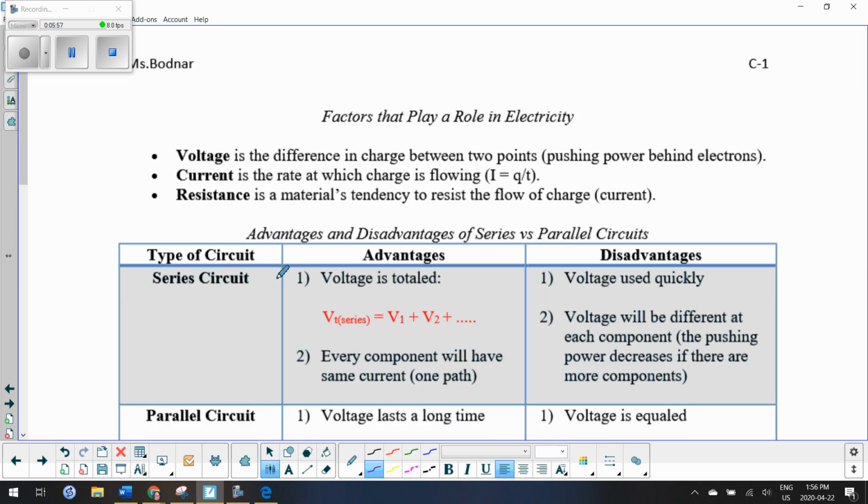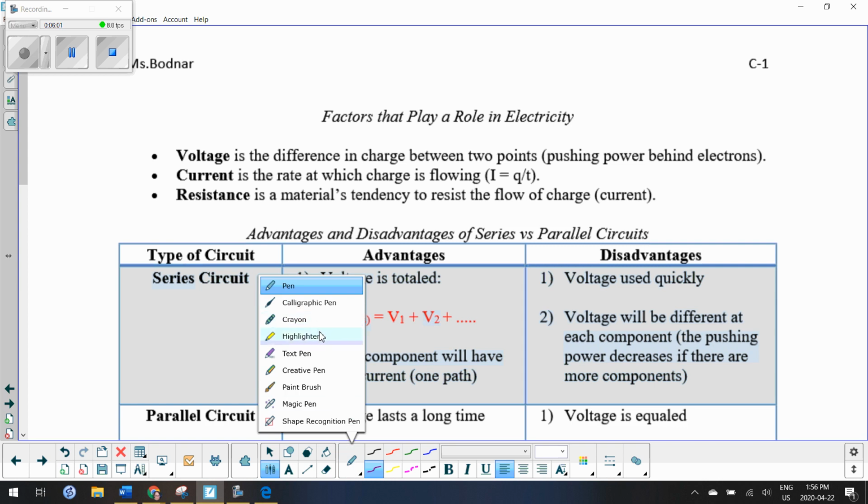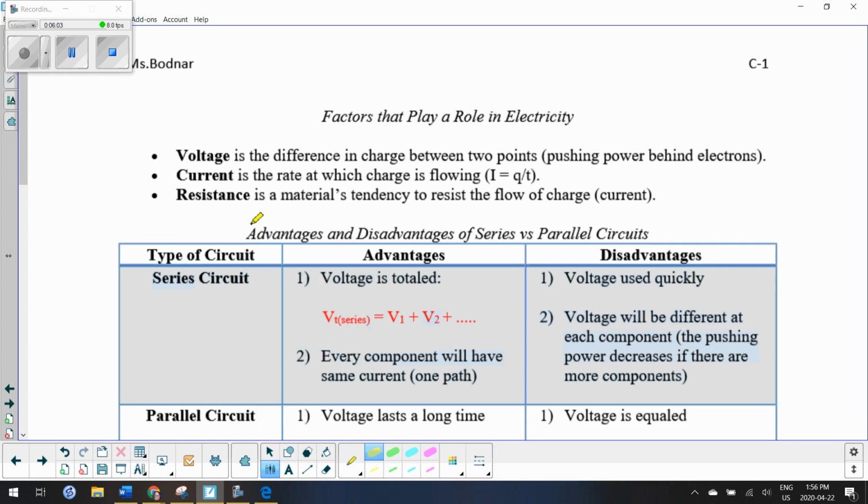Okay, so factors that play a role in electricity. So we have voltage. Voltage is the difference in charge, so coulombs, between 2 points. So this is basically the push power behind electrons. Higher voltage basically means you have more power, more pushing power of the electrons.